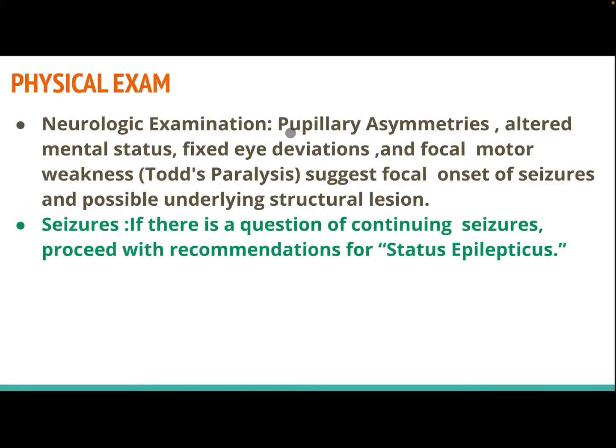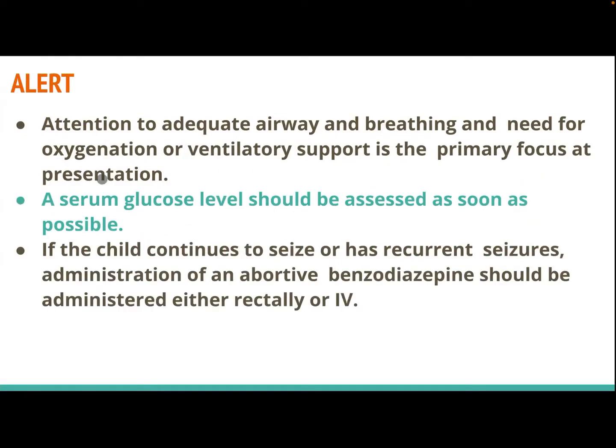Neurological examination: pupillary asymmetry, altered mental status, fixed eye deviation, and focal motor weakness. Todd paralysis, as mentioned, suggests focal onset of seizure and possible underlying structural lesion. If there is a question of continuing seizure, proceed with the recommendation for status epilepticus, which will be discussed in another lecture.